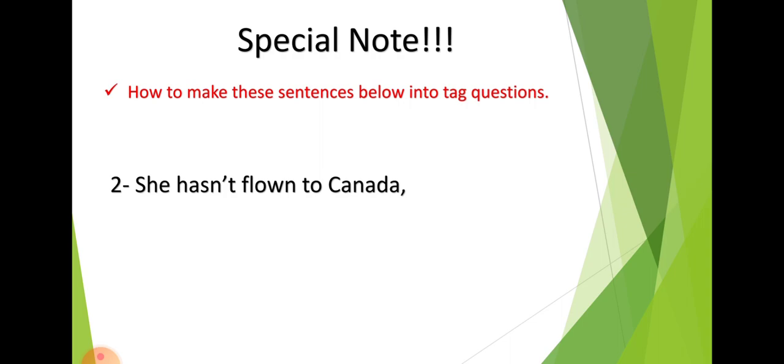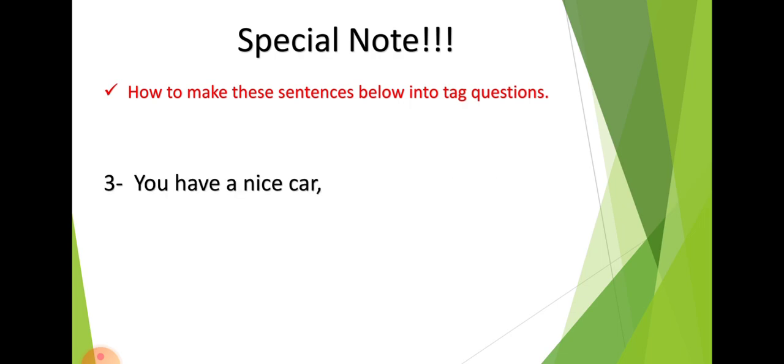Sentence number 2: She hasn't flown to Canada. So what would the tag question be? Has she? Okay. So the sentence is in present perfect and negative. So the tag question must be positive, and we use the helping verb "has" to form the tag question.